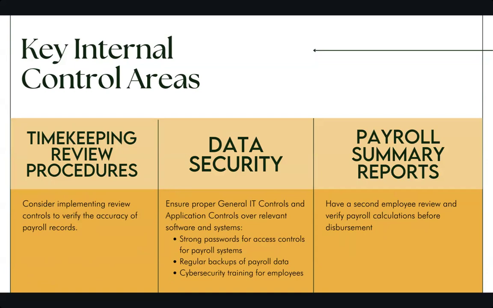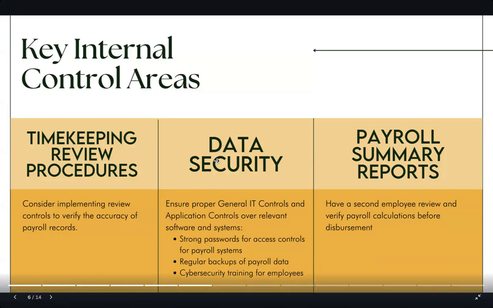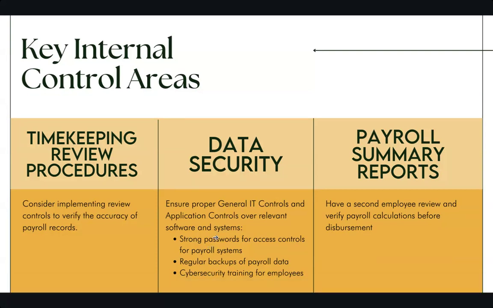The second is a data security question. It's around which system you're utilizing, which application controls are in place, who reviews the SOC 1 and SOC 2 reports. And then here are examples of the types of application controls that you would want to look for within the SOC reports. So that is related to the data security and the integrity of the information within your IT environment. And then the third is reviewing the payroll summary reports and making sure that the payroll summary agrees to the general ledger.